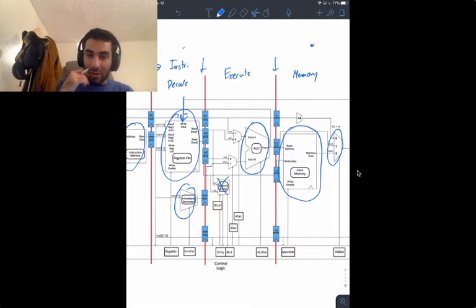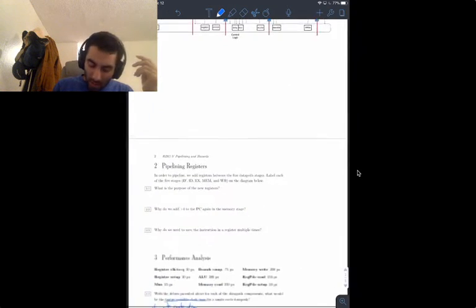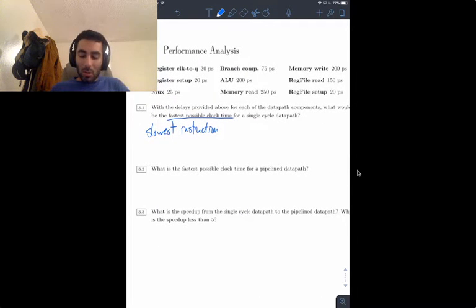On the other hand, there are some instructions that don't use all 5 stages. For example, a store word instruction does not use the write back stage, right? R type instructions, like add, do not use this stage either. So obviously there are certain instructions that don't use everything. Okay, so the load word instruction uses all 5 stages.